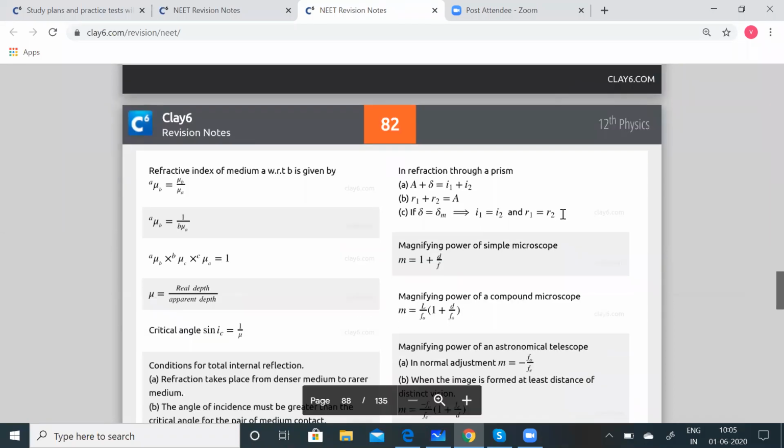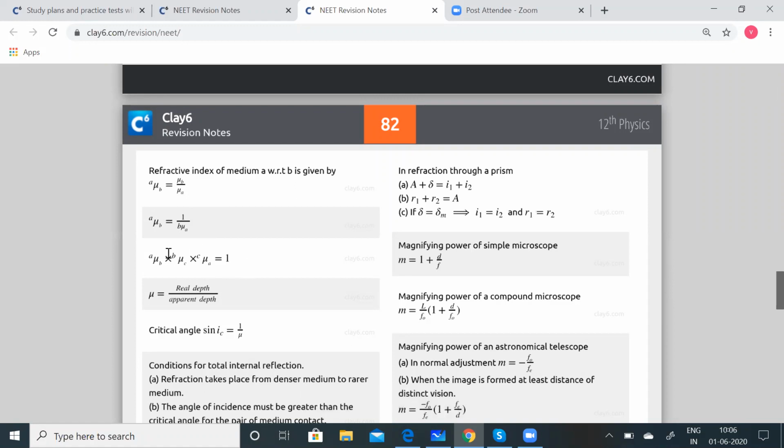The refractive index of a medium A with respect to B is given by A mu B, which is equal to mu B by mu A. And B mu A is equal to the reciprocal of this, that is 1 by A mu B, or mu A by mu B. So when you multiply these, you get 1.